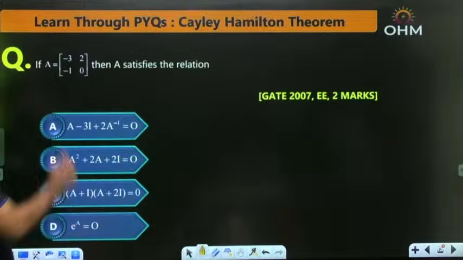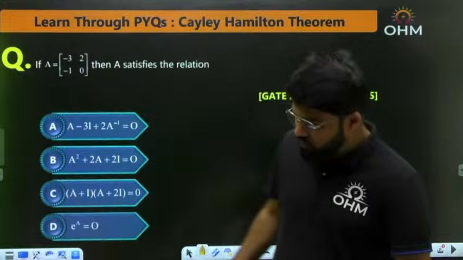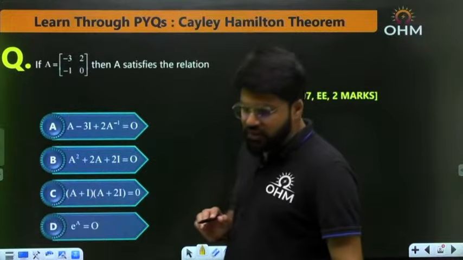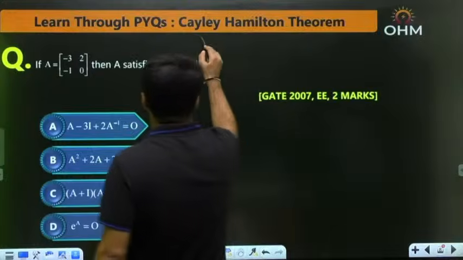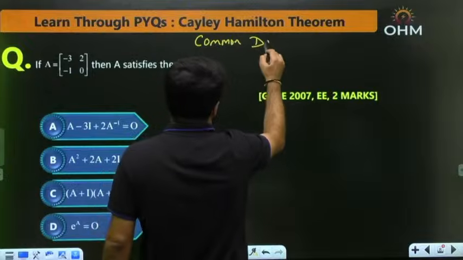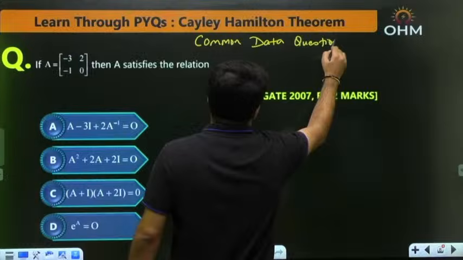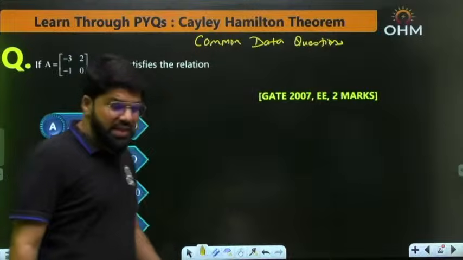If A, again a 2 cross 2 matrix, satisfies what relation? Simple one only. So actually it's a common data question. You know, till 2013 you had common data questions and linked questions.